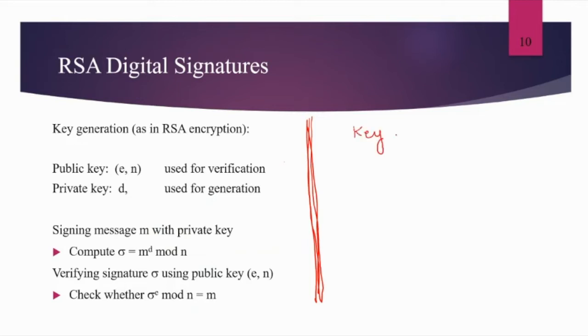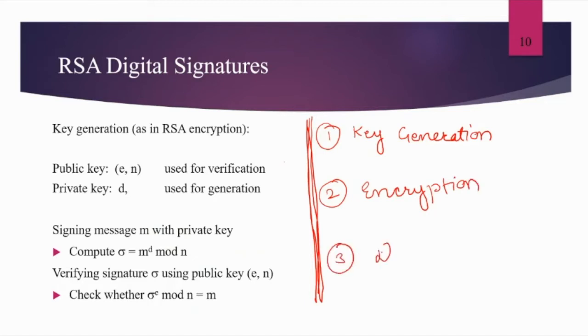First step is key generation, where we will generate a public-private pair for each communicating party. Second step is encryption, for which there is a given formula through which we can do encryption. And then at the receiver end, we will do decryption. So these are the 3 important steps associated with the RSA algorithm.